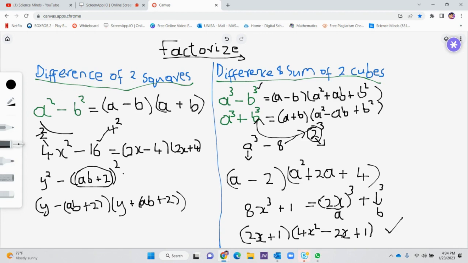All right, so in the next video, we're going to do factorization of expressions from some exam question papers.